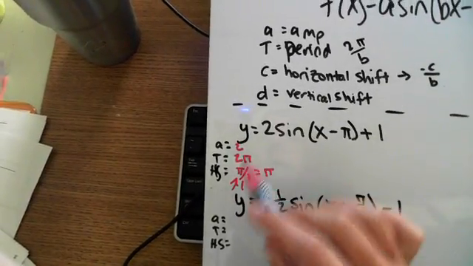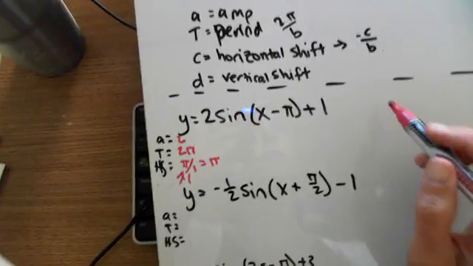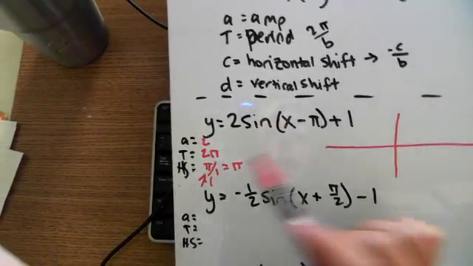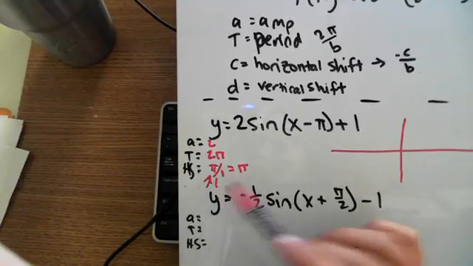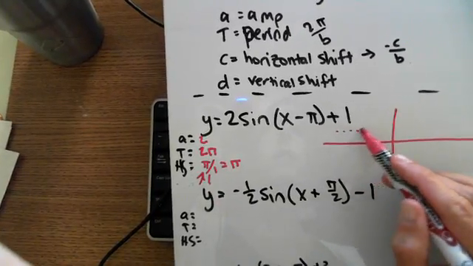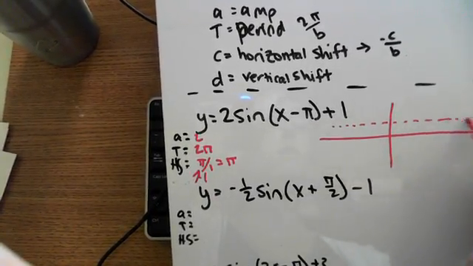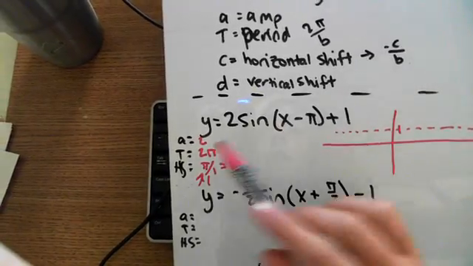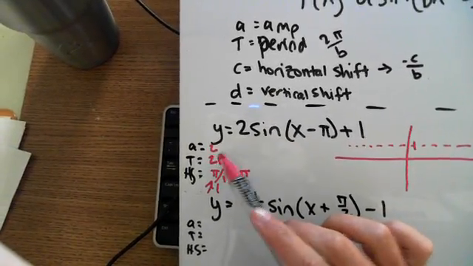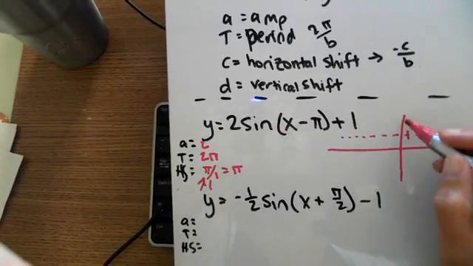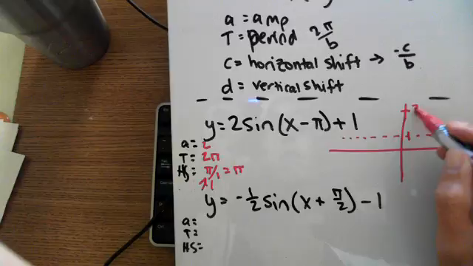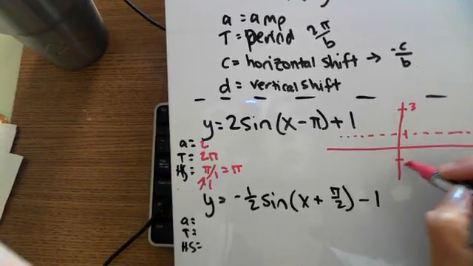So everything that I have over here is going to help me to turn this into a graph. So now we're going to draw our x and y. I always start with the vertical shift, so we're moving up 1. What that's doing is it's moving my x-axis up 1. Now I take care of the amplitude. So my amplitude is 2, which means I'm going to go 2 units above my new x-axis, so I'm going to go all the way up to 3, and I'm going to go 2 units below.